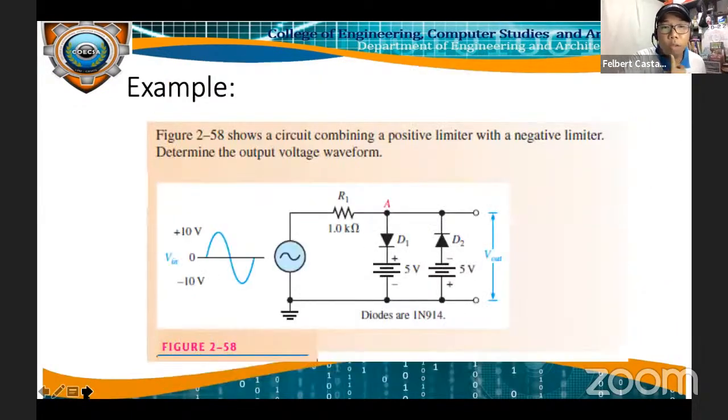Okay, let's do an example. What if this is your circuit? Take a look at this circuit. You have diodes in parallel, and each diode has a bias voltage in series. It says here: this figure shows a circuit combining a positive limiter or positive clipper with a negative limiter or negative clipper. Determine the output voltage waveform.